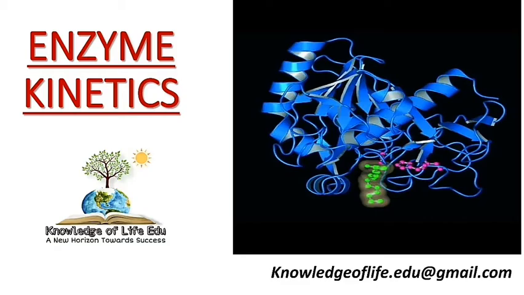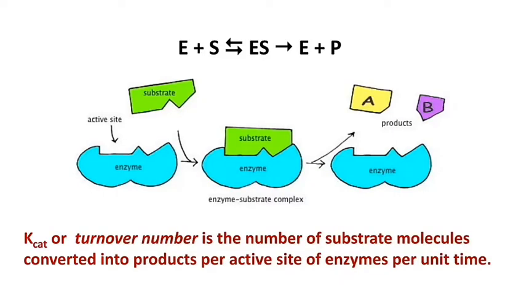So now let's start. Previously we said that when a substrate or a reactant binds to the active site of an enzyme or a catalyst, it forms an enzyme-substrate complex, and after that there is formation of product and the enzyme dissociates from it. So we can say that the number of substrate molecules converted into products per active site of an enzyme per unit time is known as the turnover number, or Kcat.